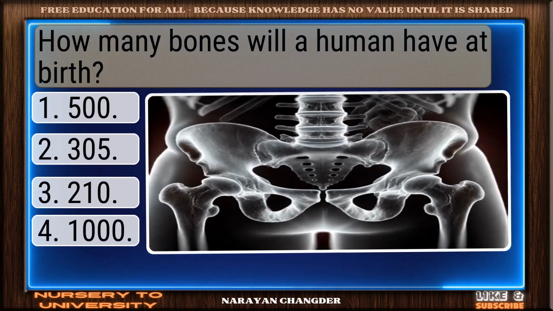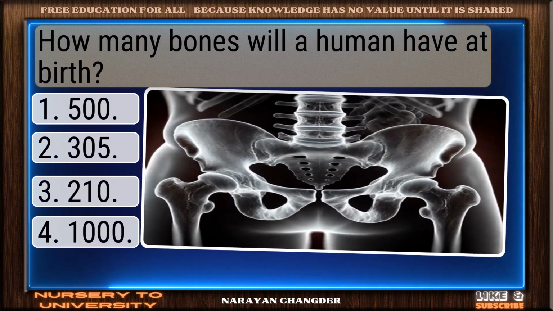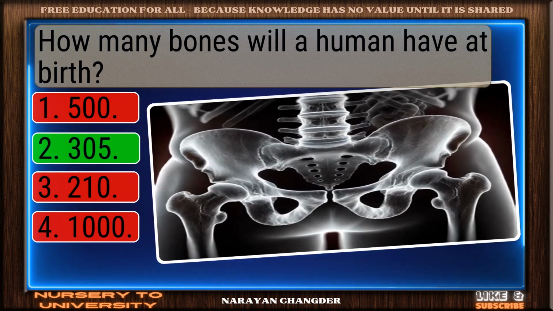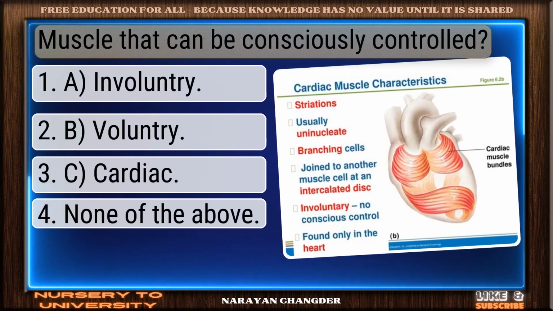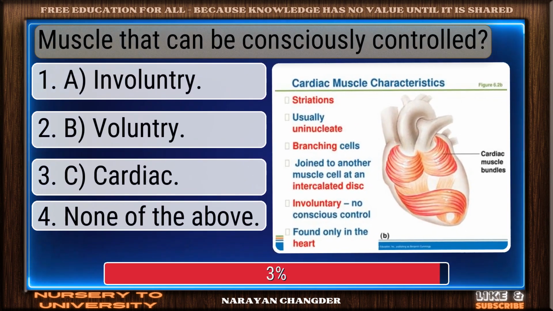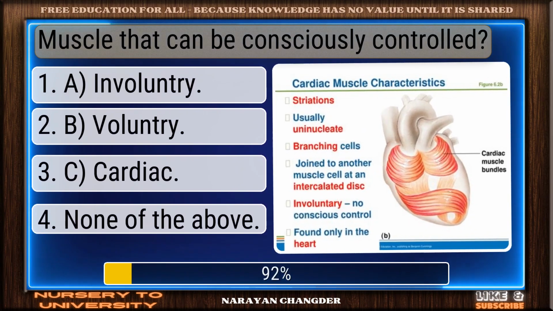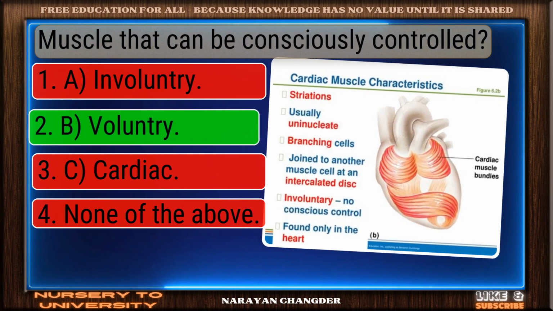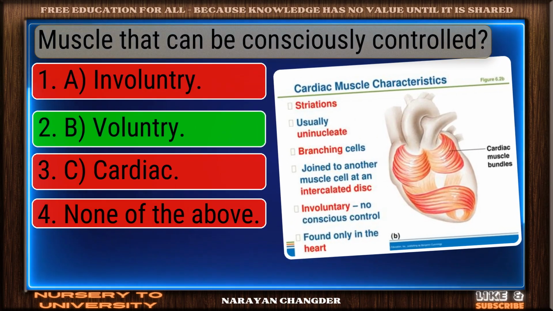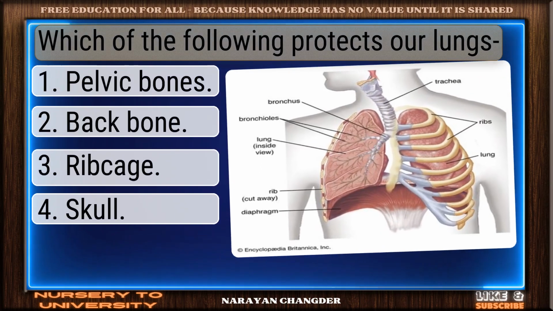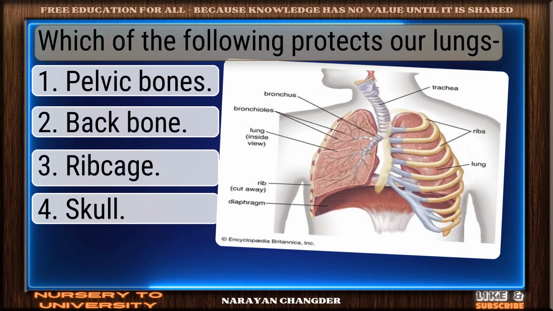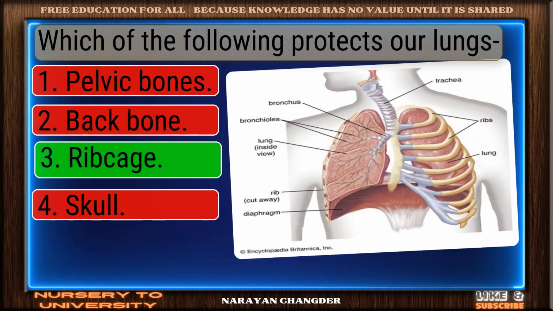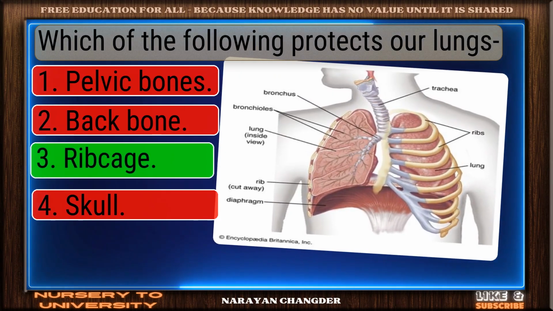How many bones will a human have at birth? Bravo, 3 and 5 is the answer. Muscle that can be consciously controlled. Clear logic. Your choice B voluntary is sound and 100% true. Which of the following protects our lungs? Right again. Rib cage is a valid answer.